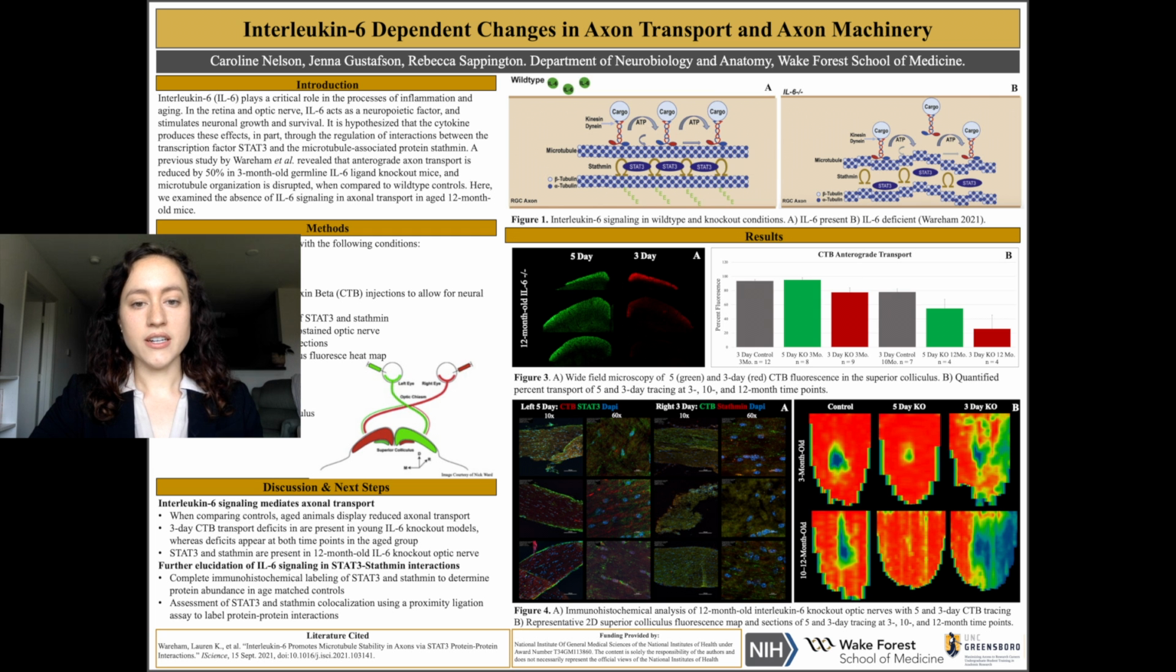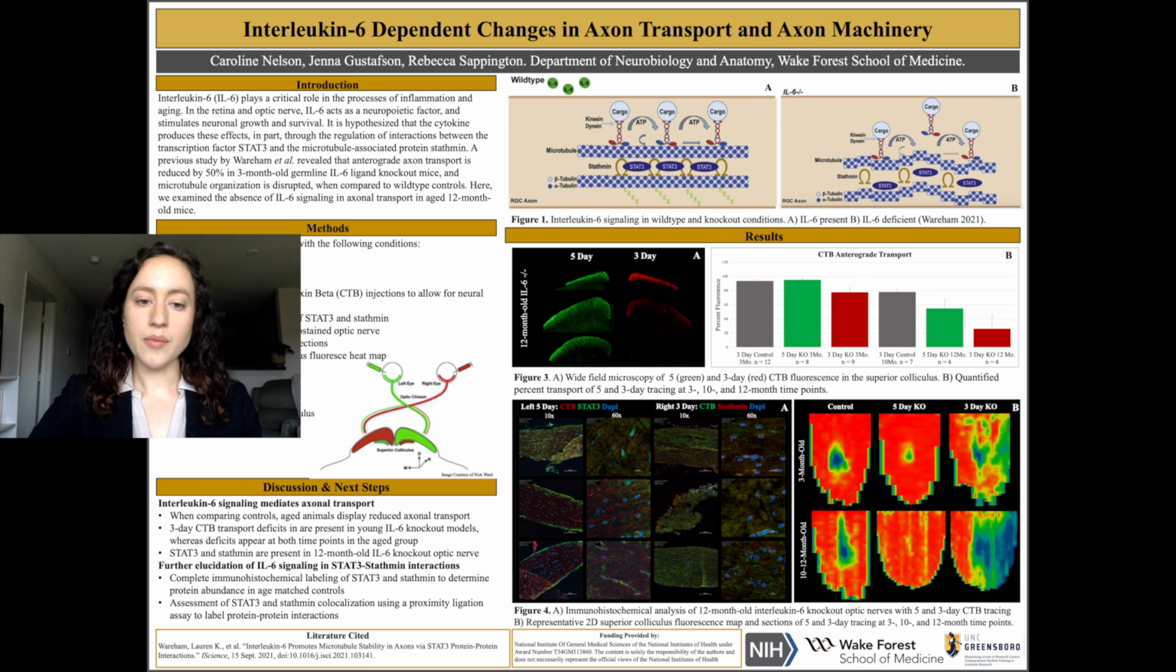In this presentation on interleukin-6 mediated axonal transport, we have shown that the absence of the cytokine signaling confers reduced transport of the neural tracer Cholera Toxin Beta in aged mice. A previous study by Warham and colleagues described reductions in 3-day CTB transport in young IL-6 knockout mice, as well as aberrant microtubule organization. When compared to controls, aged animals have reduced axonal transport. Here, we have shown that a decrease in axon transport of CTB is present in both 3 and 5-day time points in 12-month-old IL-6 knockouts.